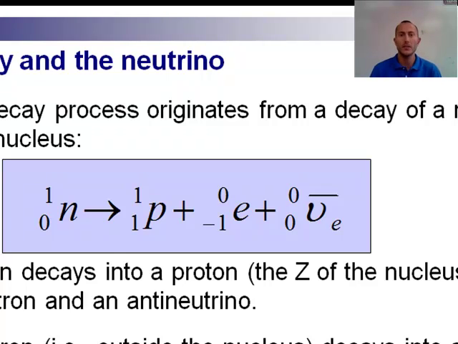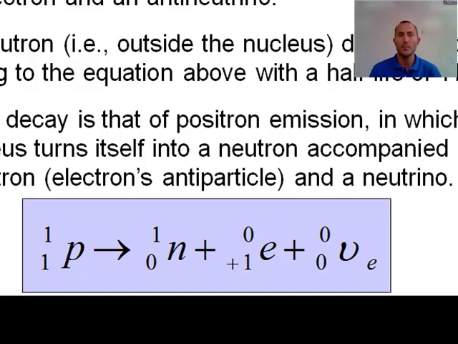Now a related type of decay, and this beta decay as we've talked about previously, but a related type of decay is what we call beta plus decay or positron emission. And in positron emission, a proton inside the nucleus is turned into a neutron and is accompanied by the emission of a positron and a neutrino. And so these two decays are very similar. One, we have a neutron decaying into a proton. The other, we have a proton decaying into a neutron.